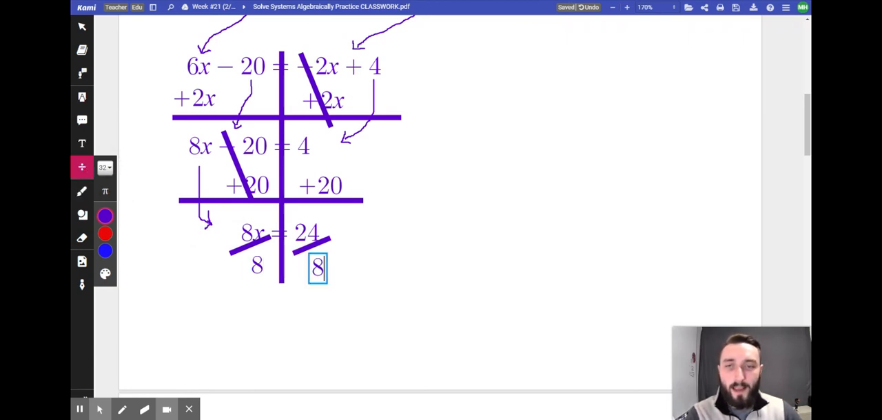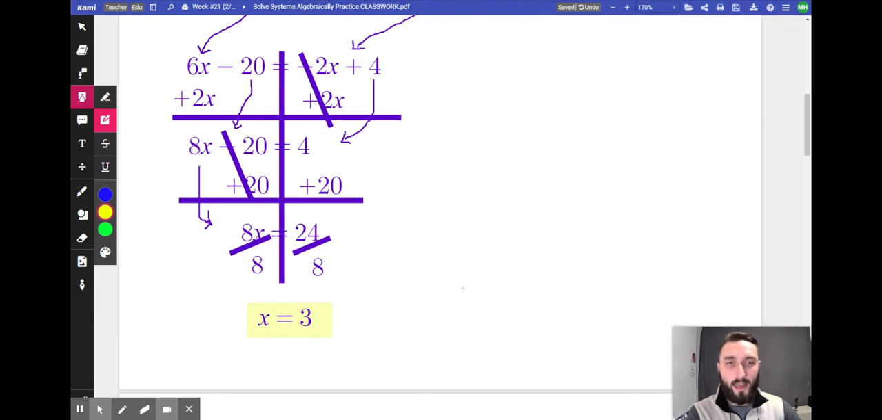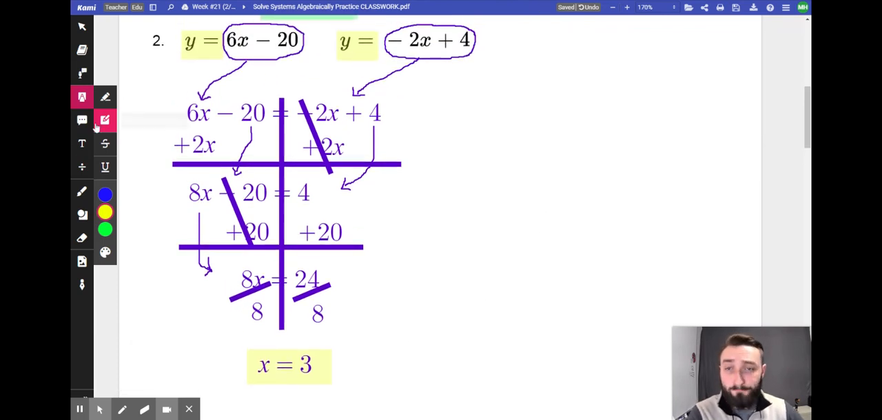Okay, when I divide by 8 on both sides, on the left-hand side, all I'm going to be left with is x, which is what I wanted. I wanted to isolate x, just get x alone. 24 divided by 8 is 3. So I have my x, but again, remember, I need x and y. So how do I get the y?